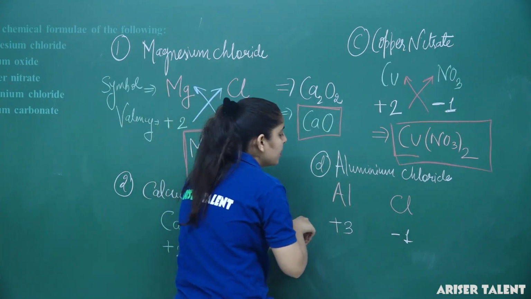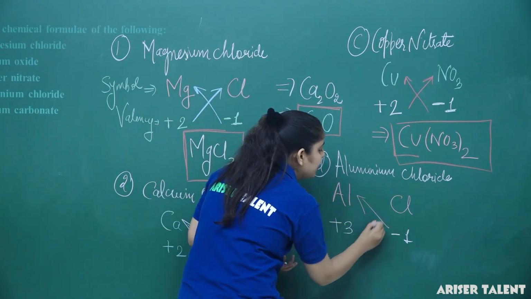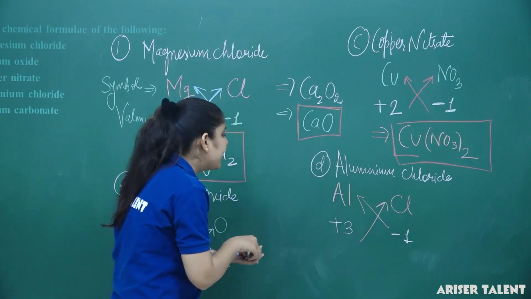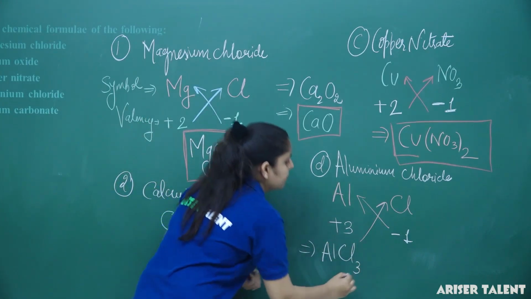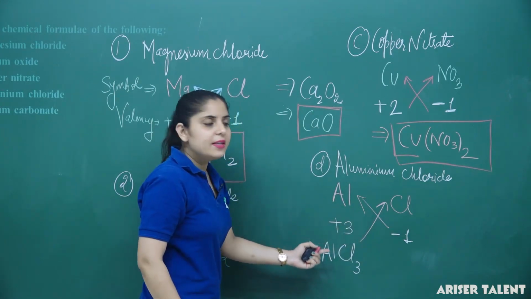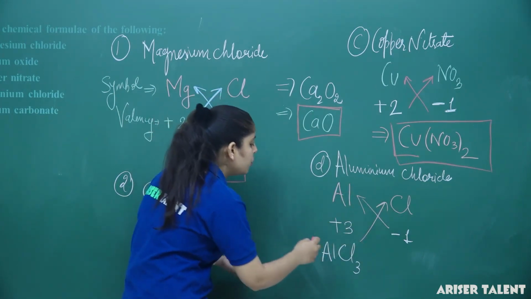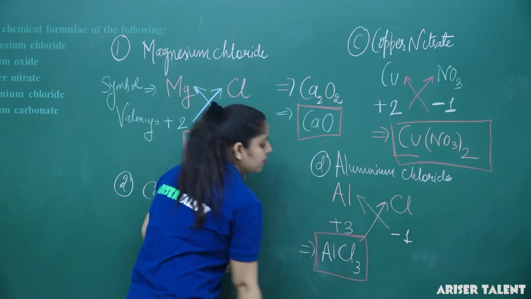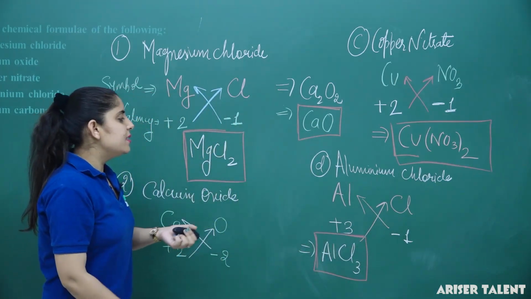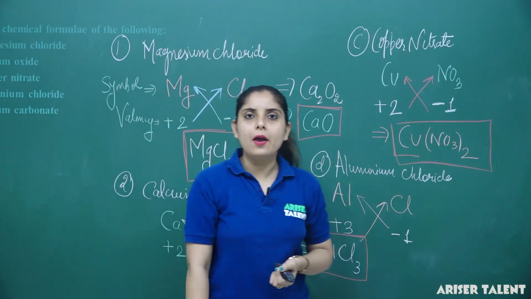Now, again, let us do the crisscrossing of the valencies here, and what we will get here? We will get here AlCl3. This 1 is shifted here and this 3 is going to shift here. So, the formula for aluminium chloride will be AlCl3. So, this is the D solution we have.